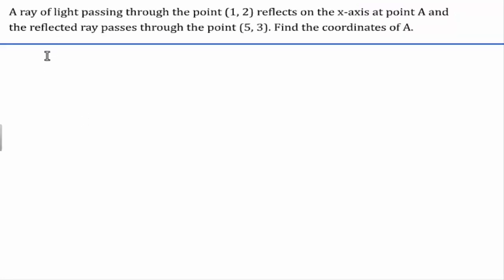Let us read the question first to understand it better. A ray of light passing through the point (1, 2) reflects on the x-axis at a point A, and then the reflected ray passes through the point (5, 3). Find the coordinates of A. Let us see the solution for this.